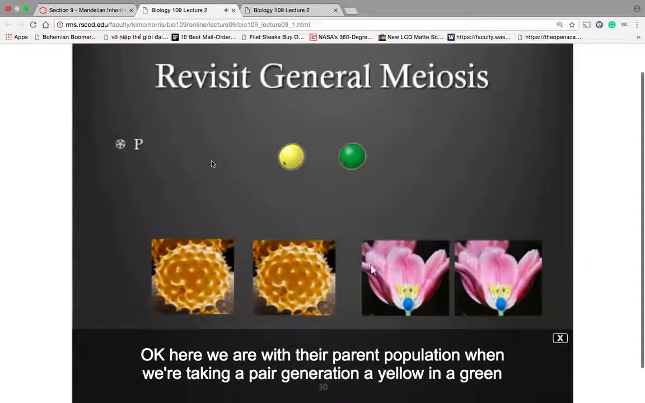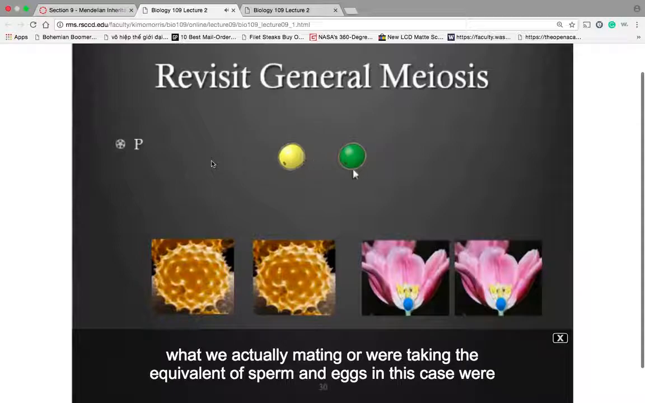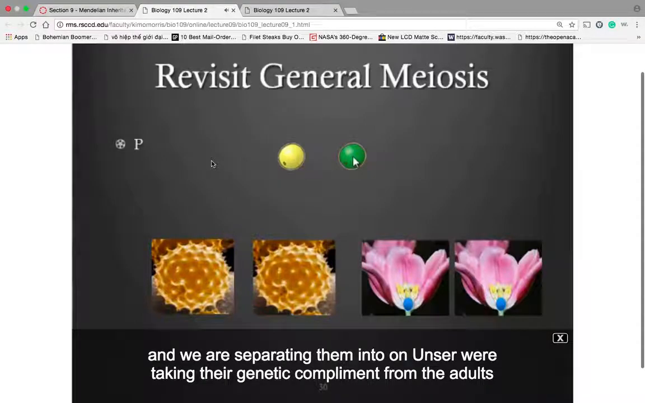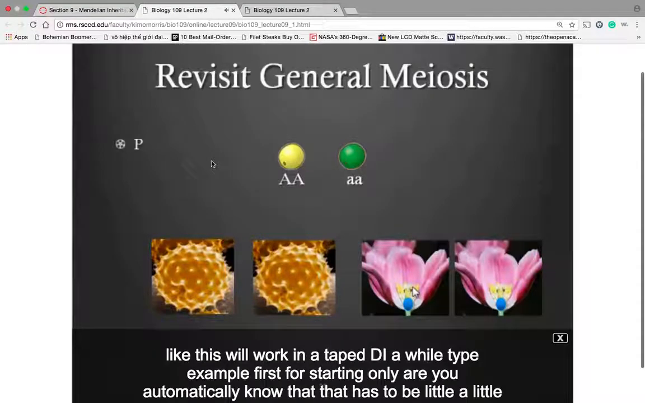Okay, here we are with our parent population. When we're taking a parent generation, a yellow and a green pea plant that we're going to be mating together, what are we actually mating? Well, we're taking the equivalent of sperm and eggs. In this case, we're taking pollen and an ovary, right? But it's equivalent to your sperm and eggs. We're taking their genetic complement from the adults, and we're separating them into the pollen and into the ovaries, like this.